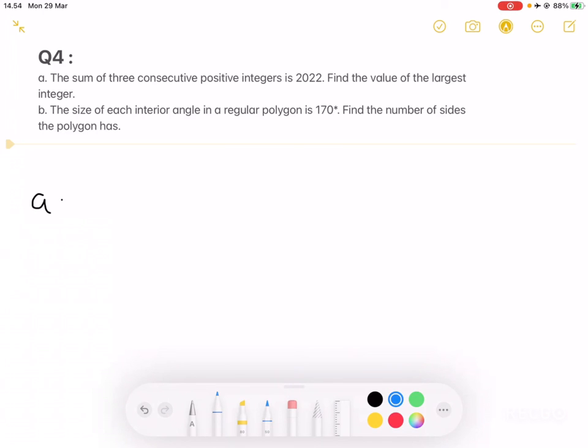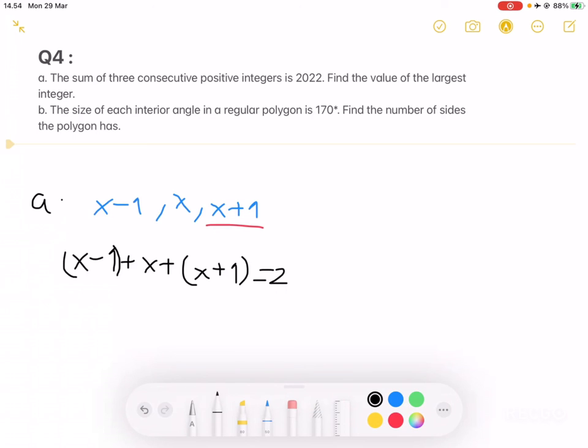Right, so let's say the middle number, which is the number between the smallest and the largest integer, be x. And therefore, the smallest number will be x minus 1, since they are consecutive integers, and the largest number will be x plus 1. And we need to find what x plus 1 is. From the question, we know that x minus 1 plus x plus x plus 1 is equal to 2022.